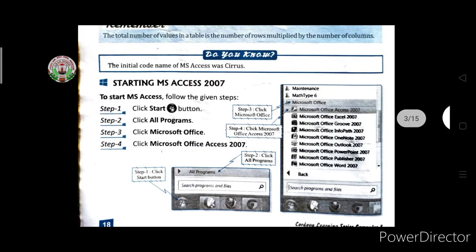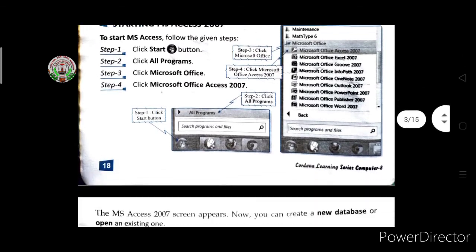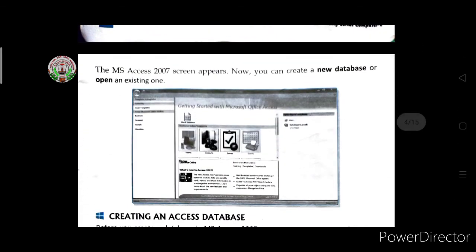So how to start MS Access? Step by step it is given here. Click the Start button, then click All Programs, click Microsoft Office, then click Microsoft Office 2007. In this chapter, in this book, we are giving the example of Microsoft Office Access 2007. 2007 is the version of MS Office. Then the MS Access 2007 screen appears. Now you can create a new database or open an existing one.